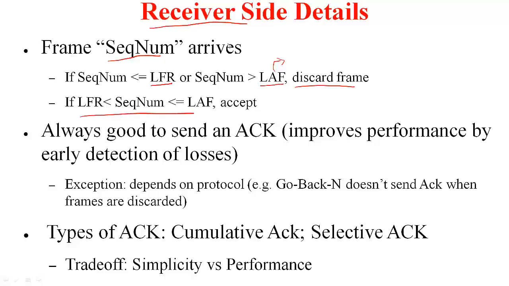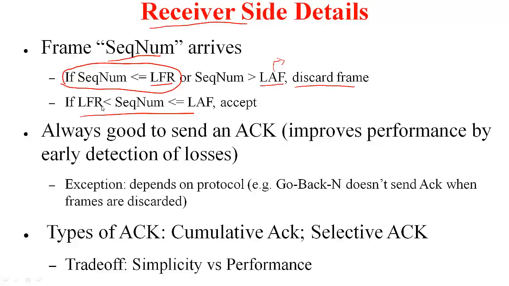Now in this particular case where it has already seen this particular frame, it is going to discard. But in this case, does it make sense to send an ACK? So no matter what, it is always good to send an ACK because you are providing more feedback to the sender. As long as the sender design is handled carefully, more information doesn't hurt. And this can definitely improve performance by early detection of losses.